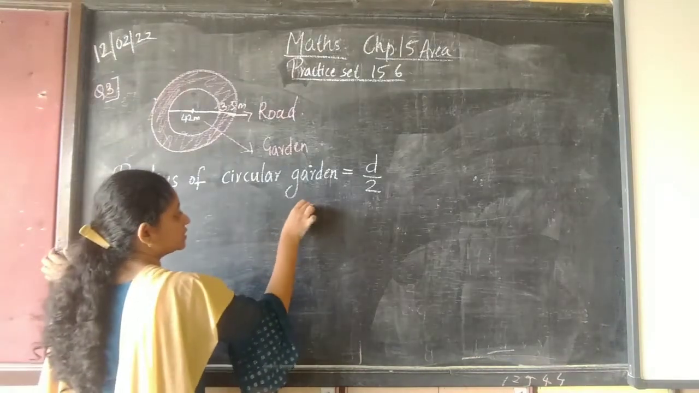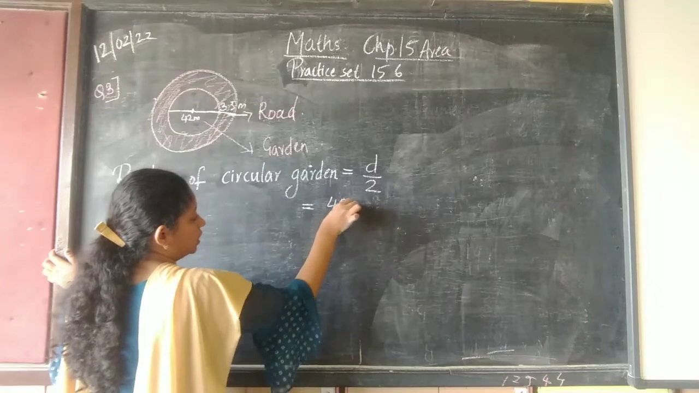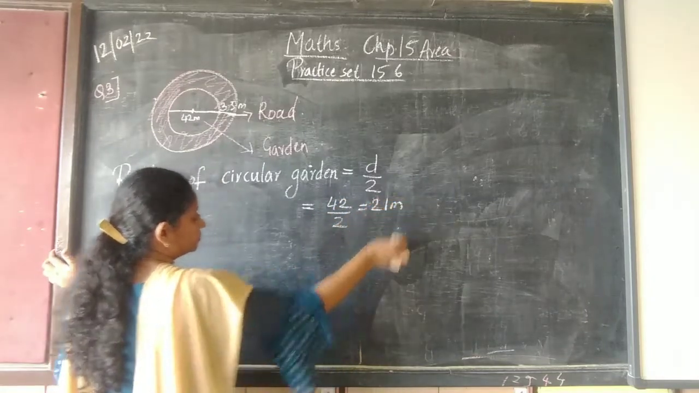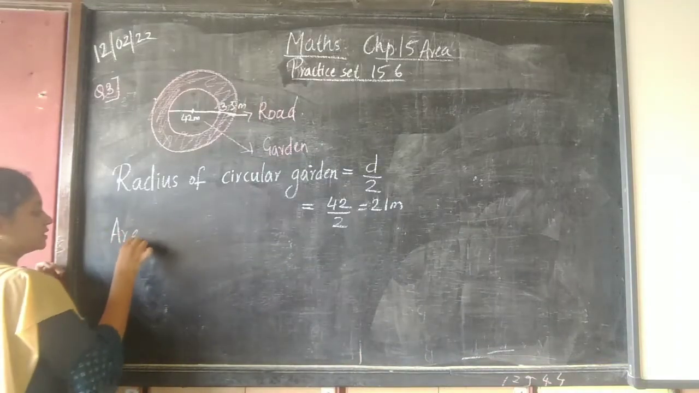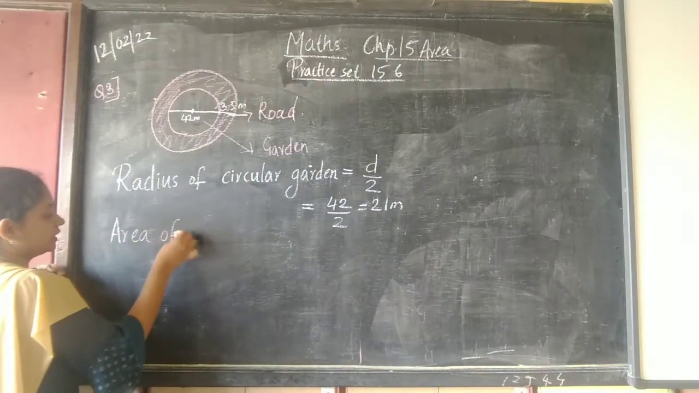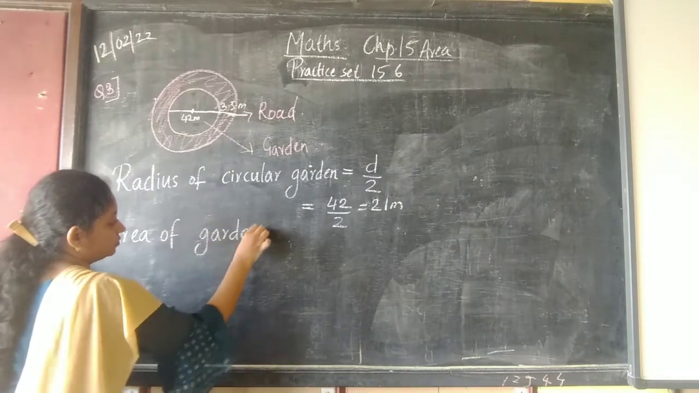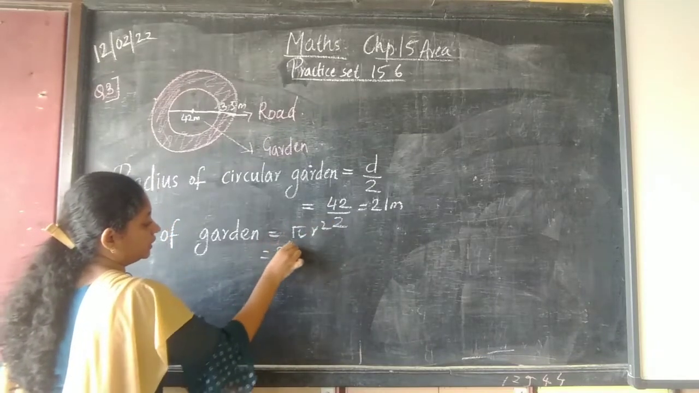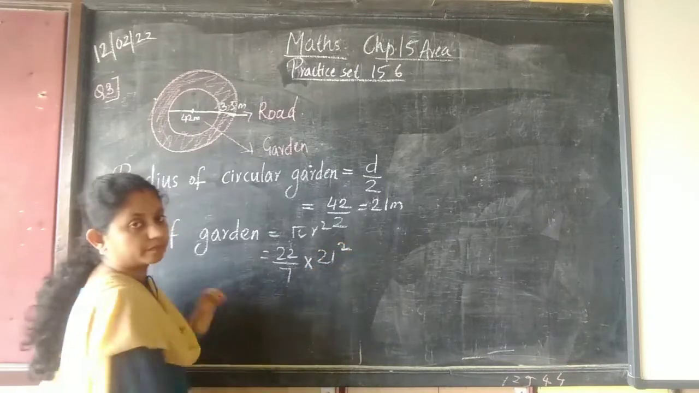Diameter given in the question as how much? Diameter was given as 42 upon 2. You will get 21 meter. So we can find out area when radius is given. When we found out radius, area of garden will be how much? Pi r square, 22 upon 7 into 21 square.